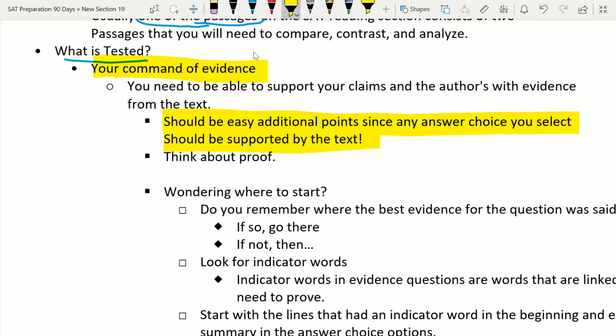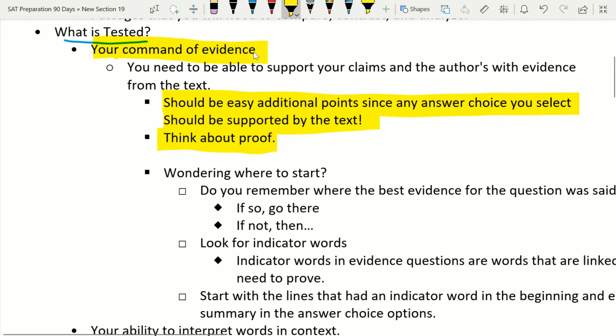So you want to think about any time you're asked an evidence question, and usually the form of the evidence question will be following a question in which you stated a claim. If you stated a claim, then the next question would be to find evidence to support what you stated in the previous question, your answer to the previous question. So you always want to think about having proof, and you should have proof anyways, because any answer choice you click on or select for the SAT should be something that has proof in the text.